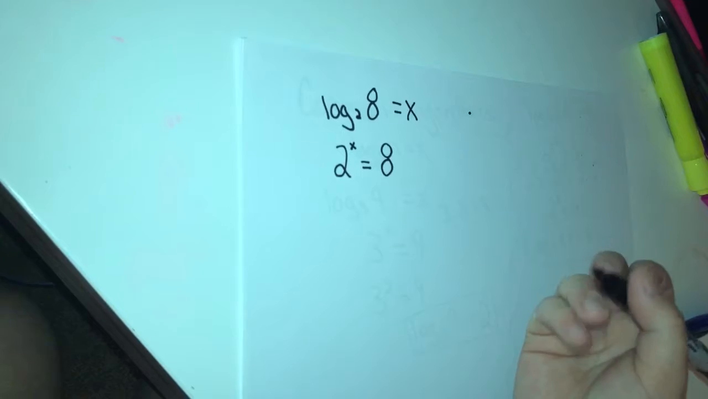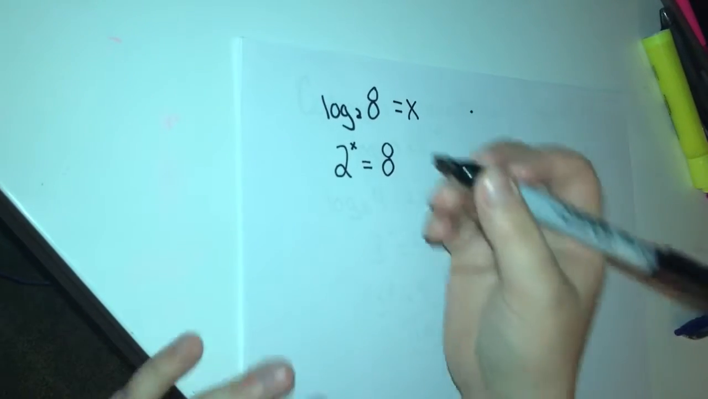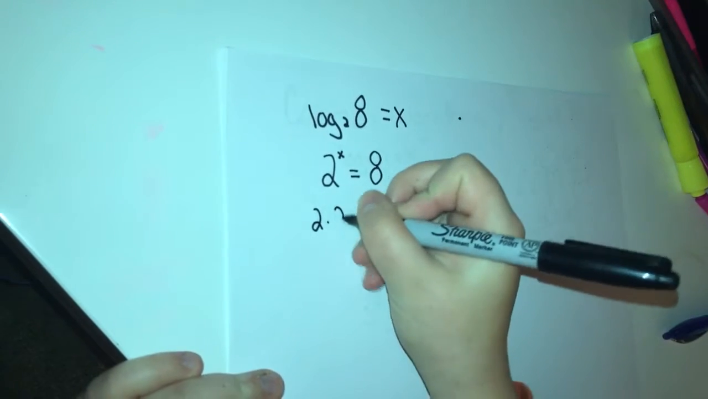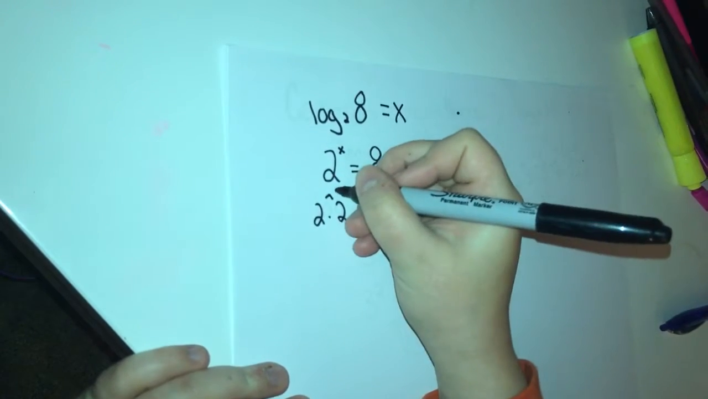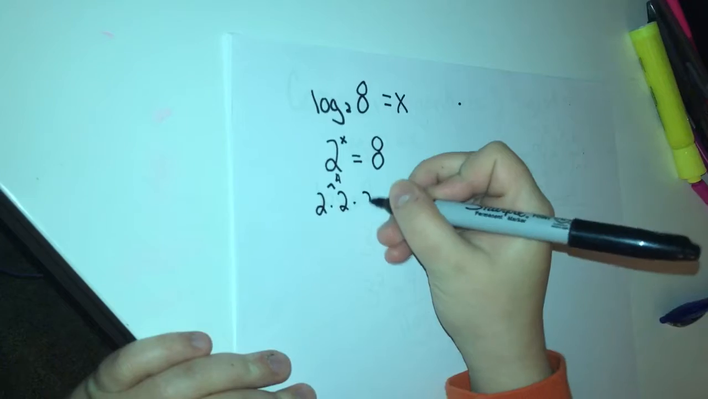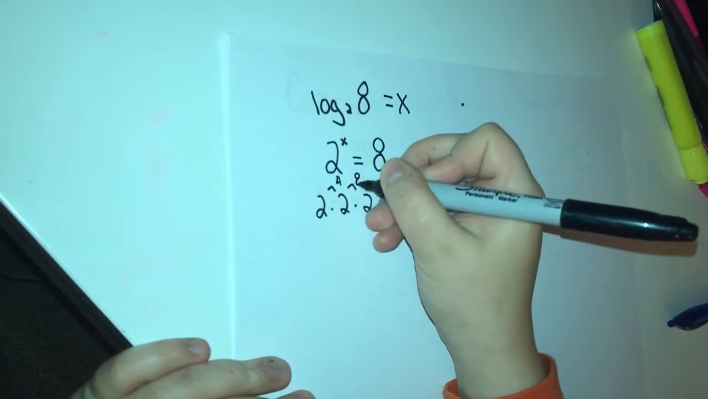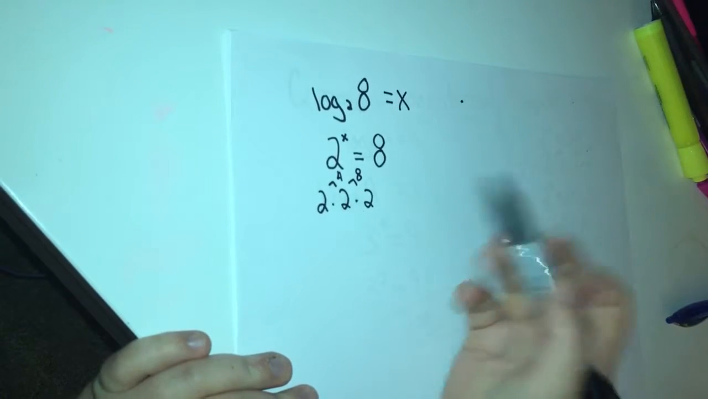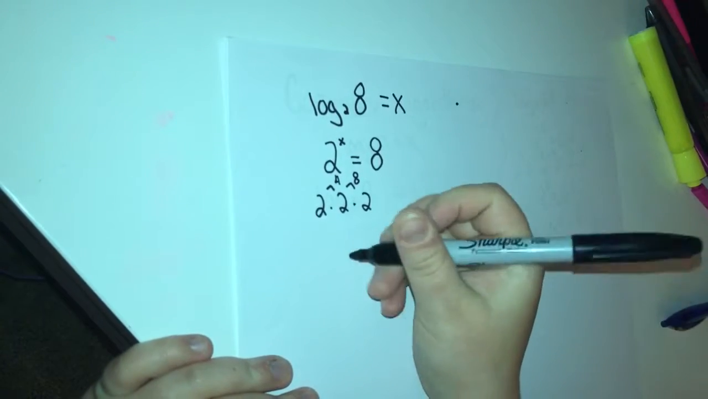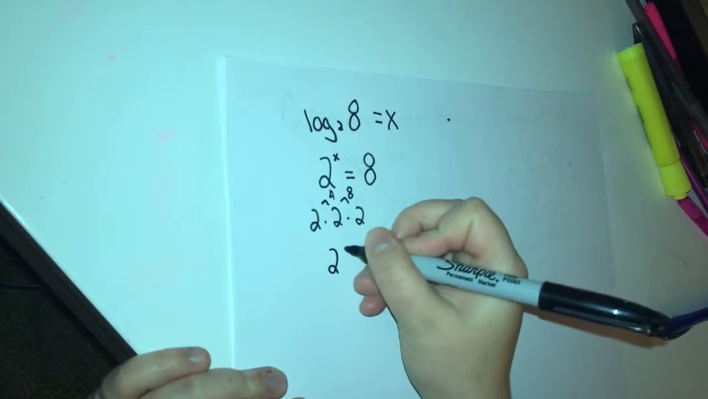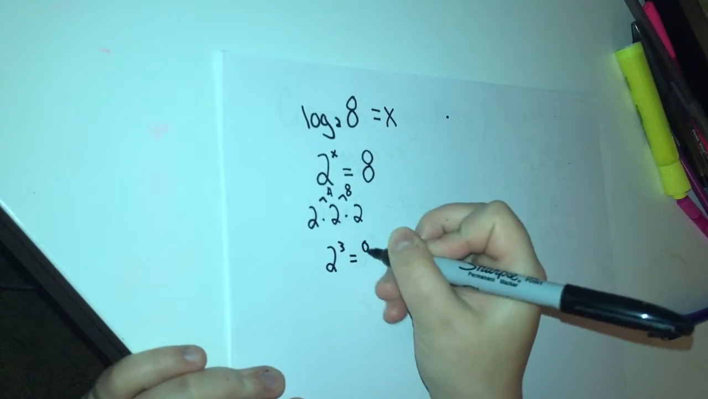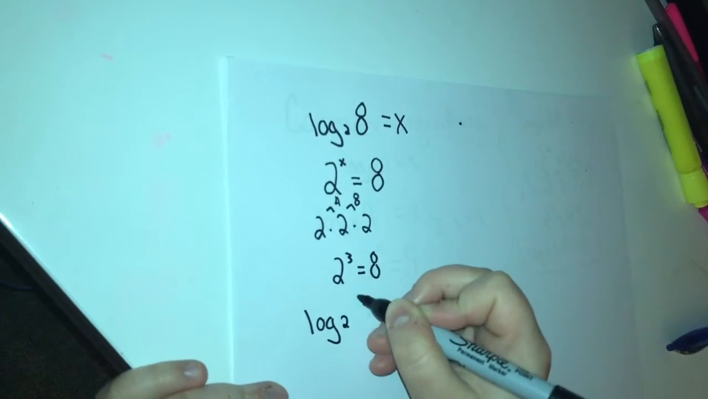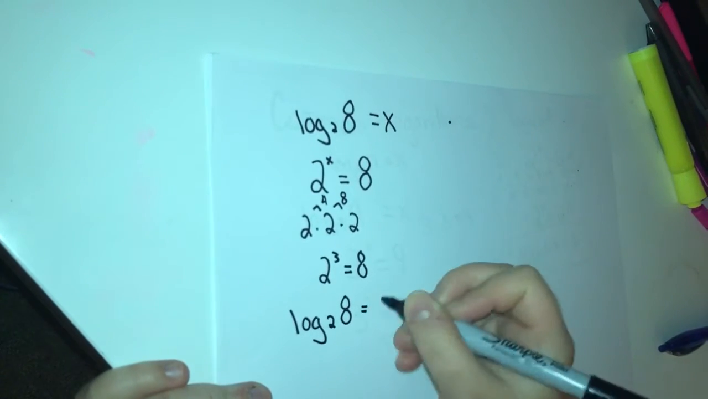So now if you don't know this off the top of your head, you can always do times 2 again like we did the last one. So 2 times 2 is 4, so we know x isn't 2. And then we're going to do 4 times 2 is 8, and that's our number that we're trying to find. So then we're going to add up all the 2s, so we have 3 2s, and so x equals 3. Because 2 to the third power equals 8. So then log base 2 of 8 equals 3.